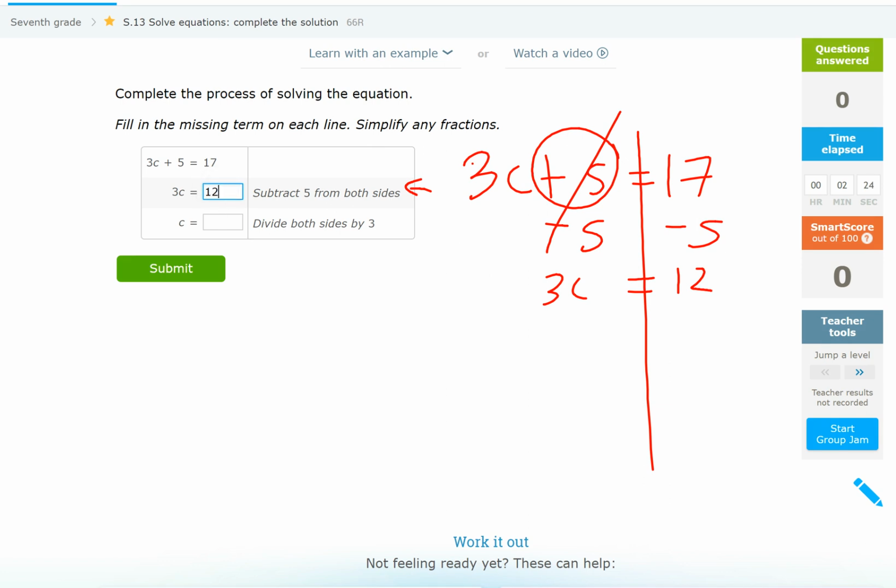Then we're going to go back and do what they said to do next, which is divide both sides by 3. So we divide both sides by 3. Those cancel. C equals 12 divided by 3, which is 4. And so now the result is c equals 4. So all we did was just follow their instructions and give the results.